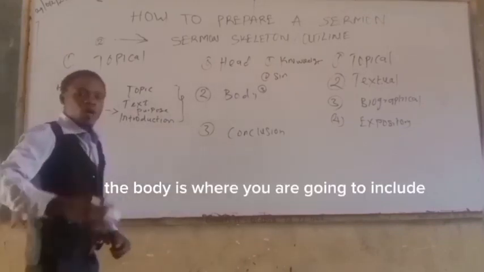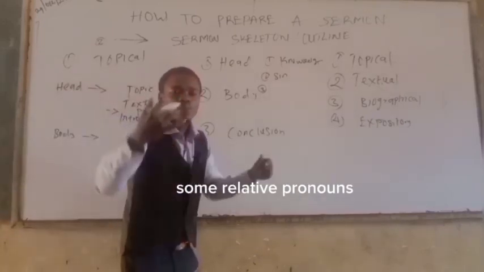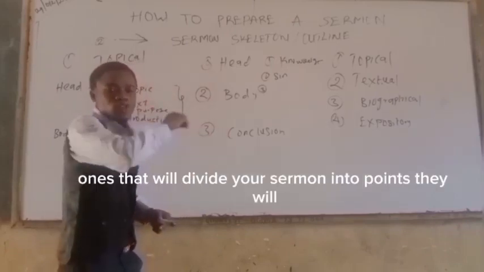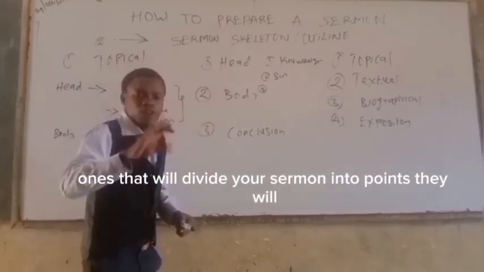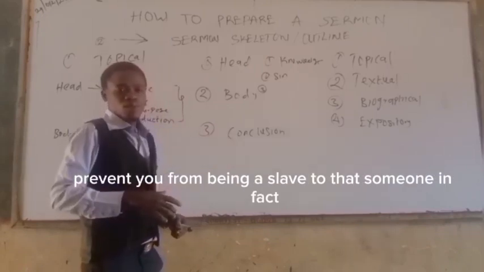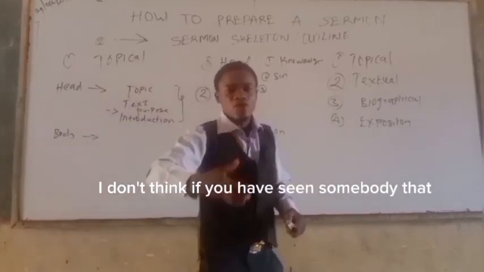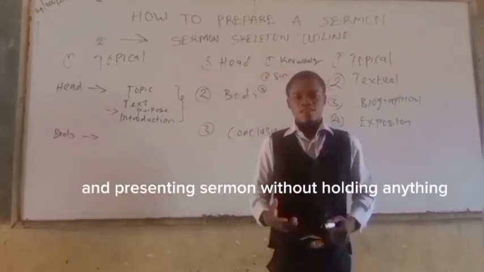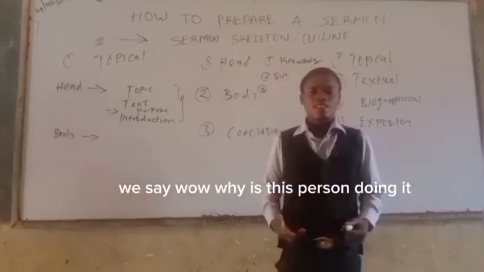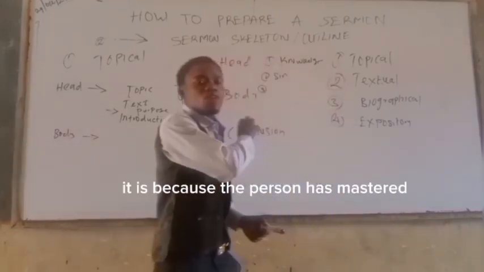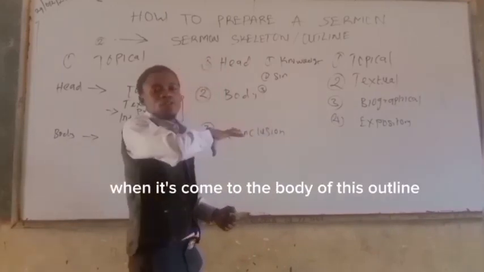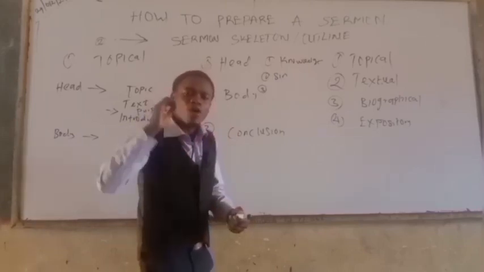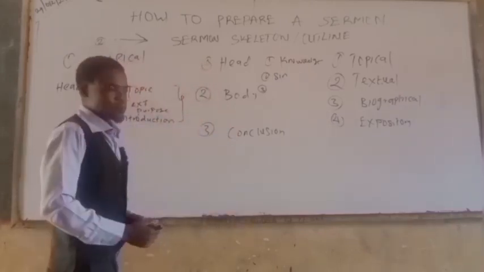The body is where you are going to include some relative pronouns. Those relative pronouns are the ones that will divide your sermon into points. They will prevent you from being a slave to that sermon. In fact, you may have seen somebody who just comes to the front to preach without holding anything, and we say, wow, how is this person doing it? It is because the person has mastered all these outlines. When it comes to the body of his outline, he has mastered how to divide them into points. So lifting offhand won't be a problem.